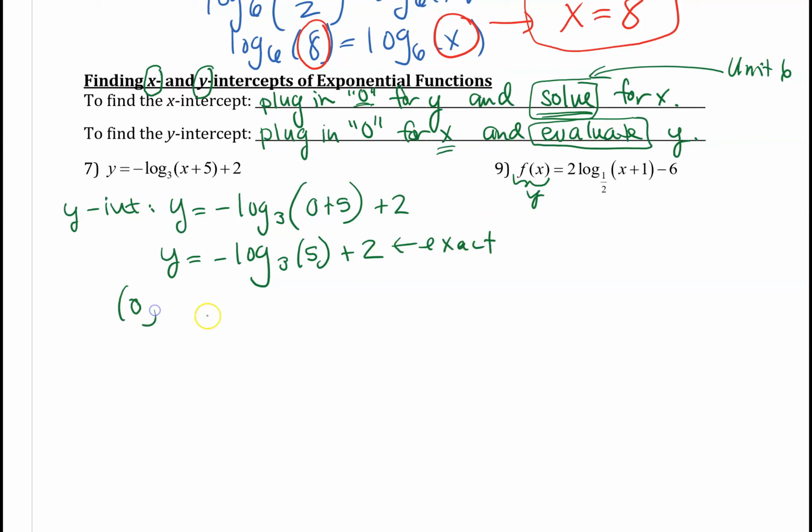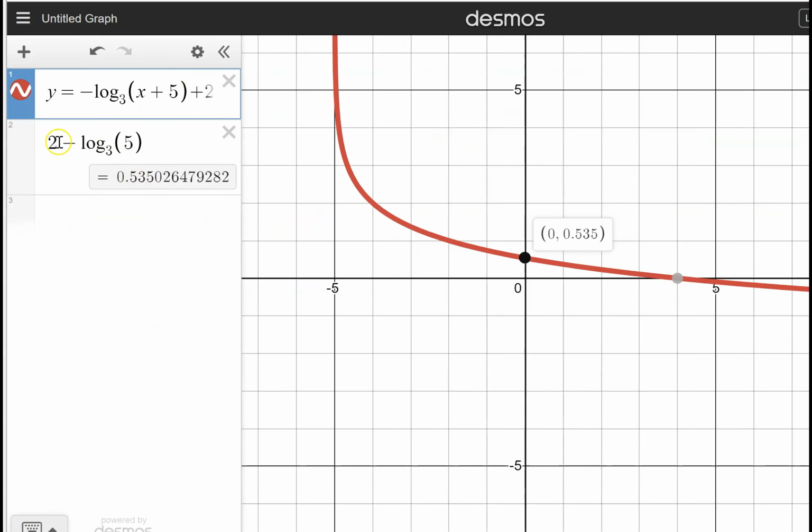So our intercept would be (0, 2 minus the log base 3 of 5), usually we write it like this just because it looks a little bit nicer. We can think of it as a number 2 and then subtracting this decimal. So really quick, if I plug that into Desmos to check, 2 minus the log base 3 of 5 is just this number right here, about 0.535.